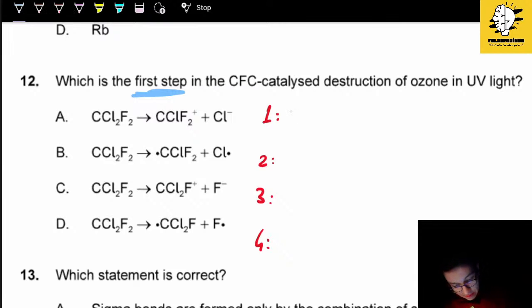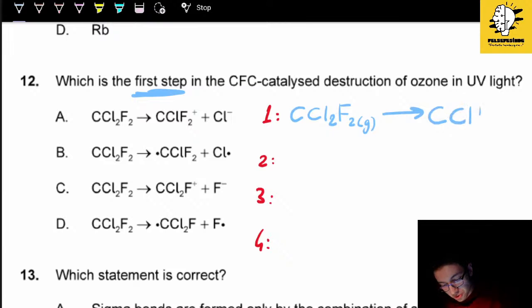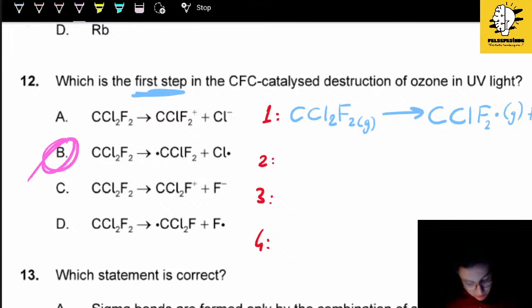The first one is CFC in gas form is coming, and we will have free radicals, and free radicals in the atmosphere are usually dangerous. Let's not forget about it. And chlorine free radical as well. So this is the first one that is required from us. So we can directly say that our answer will be B, right?